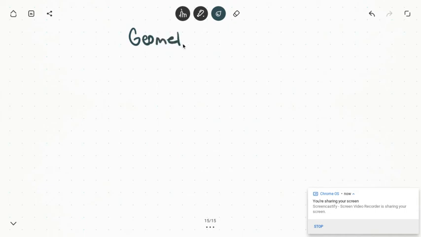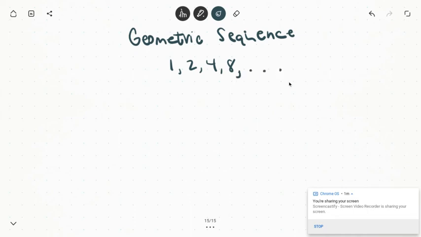Geometric is going to be a sequence in which there's something multiplied. So let's say we start with 1, multiply that by 2 and get 2, multiply that by 2 and get 4, 8. This will be a geometric sequence. If it contains a finite number, for example, 4, then we say it's a finite sequence. If it goes to infinity, then it would be followed by some dots saying we keep going, and it would be an infinite sequence.